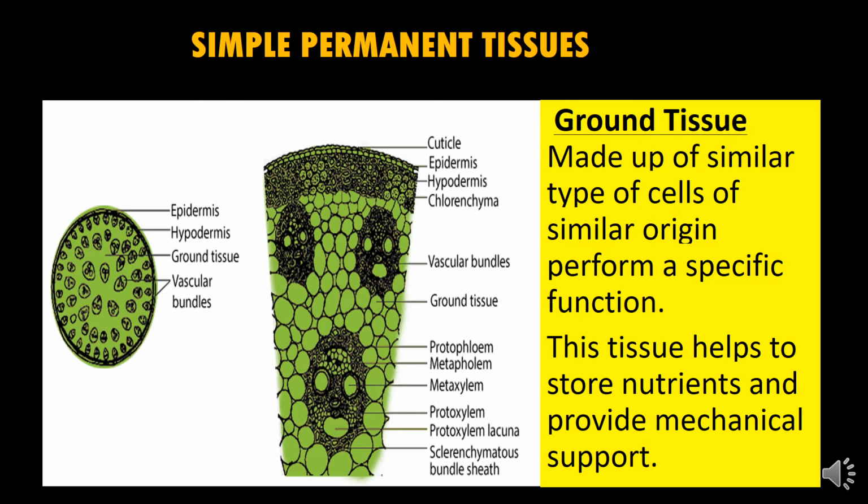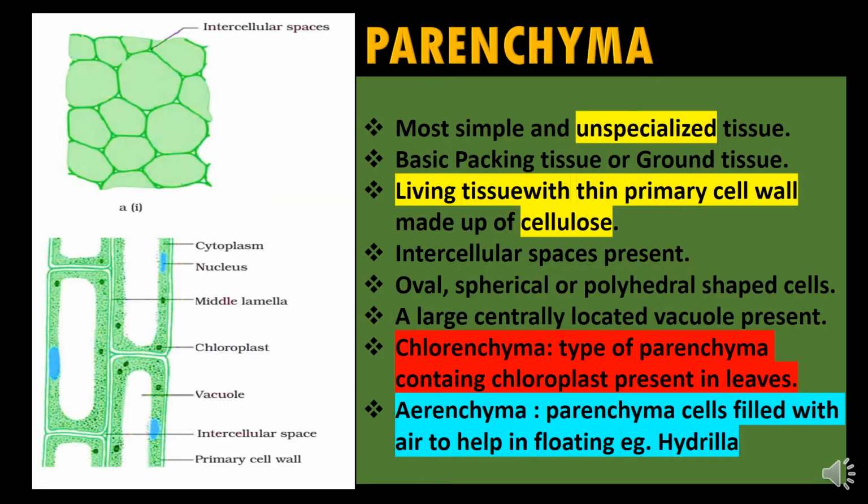Let us discuss three types of simple permanent tissues. The first type of simple permanent tissue is parenchyma. Parenchyma is the most simple and unspecialized tissue, meaning the cells are quite simple and no special characteristic feature is present in them. This is the basic packing tissue, or the main ground tissue of the plant, and it is distributed everywhere. Wherever the main specialized tissues are present, the space in between is filled by this packing tissue.